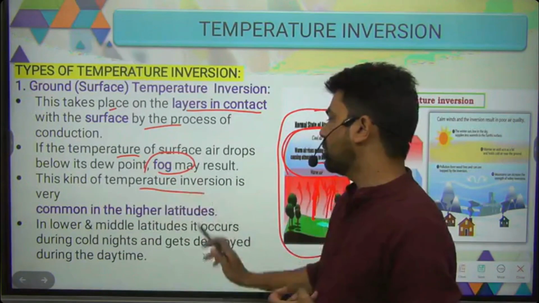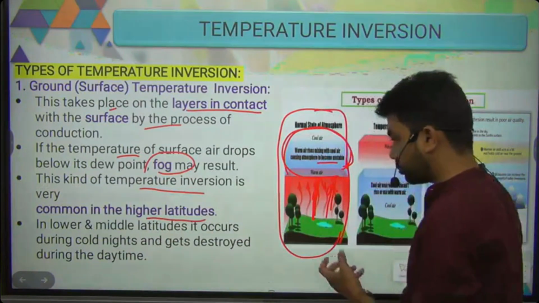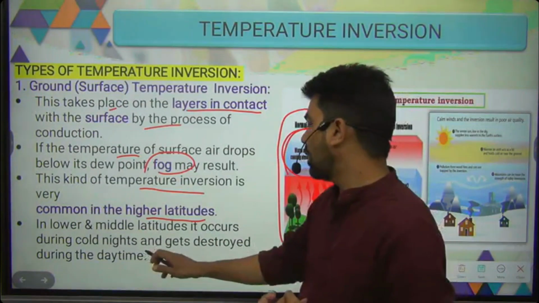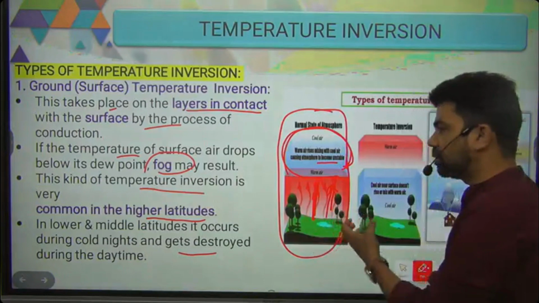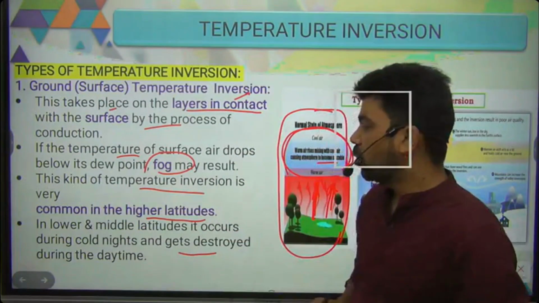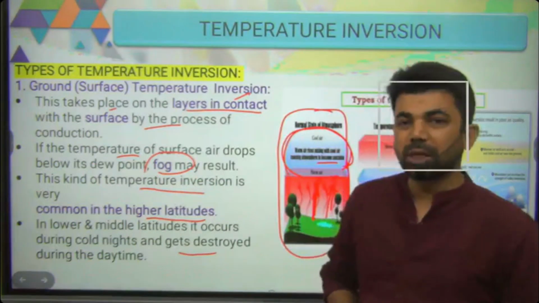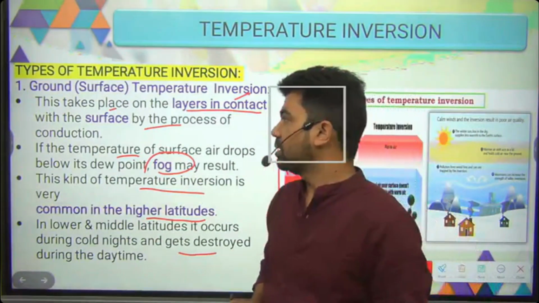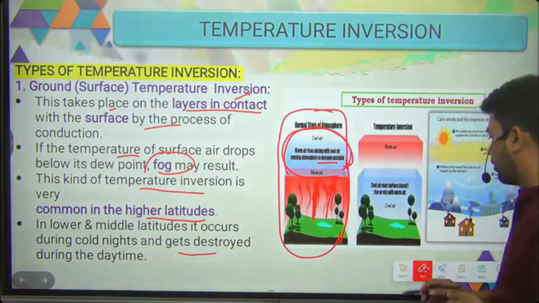This kind of temperature inversion is very common in the higher altitudes. In lower and middle latitudes it occurs during cold nights and gets destroyed during the daytime. So in higher altitudes this is very common, and in lower and middle latitudes it happens only at night, and during the day it gets destroyed because of the heating of the temperature. So this is the first kind of temperature inversion, which is the ground or surface inversion.